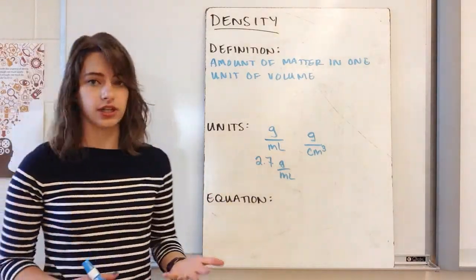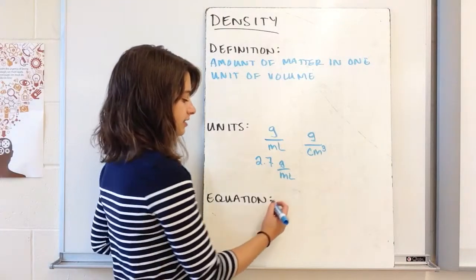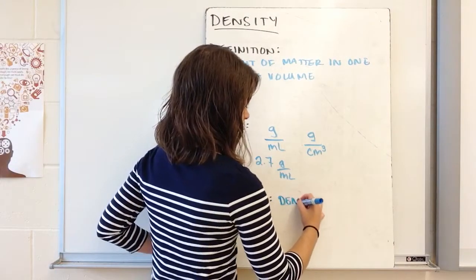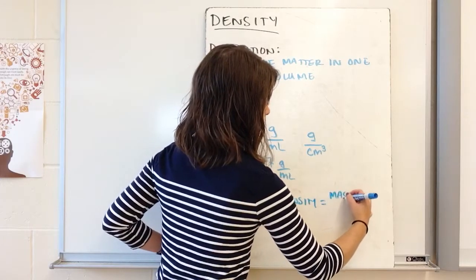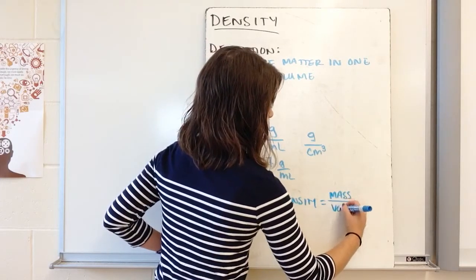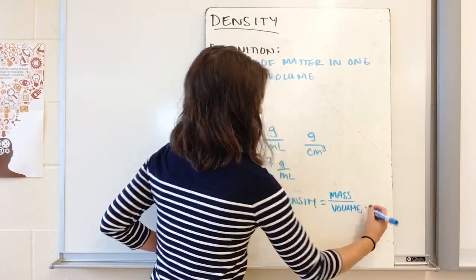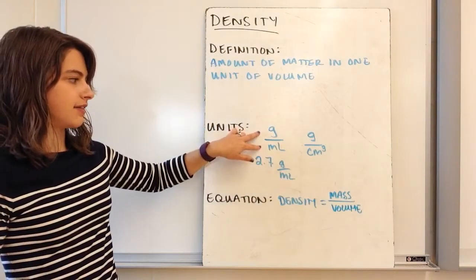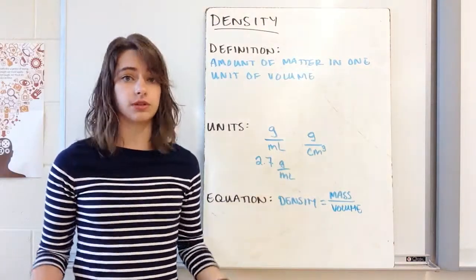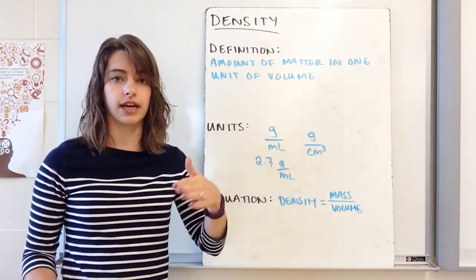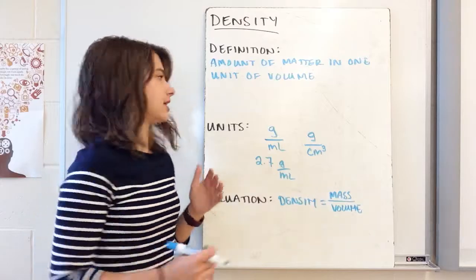For the equation, it's a very simple equation. Density is equal to the mass divided by the volume. So we're taking the numbers that we get for grams and milliliters, or grams and centimeters cubed, and we're simply dividing them. It's always mass divided by volume. So let's look at an example.